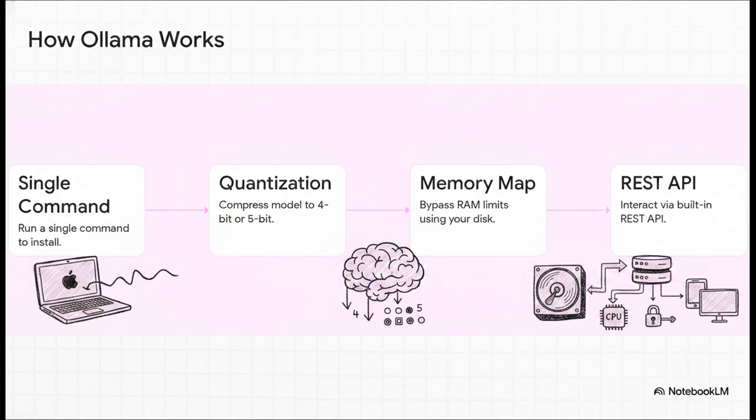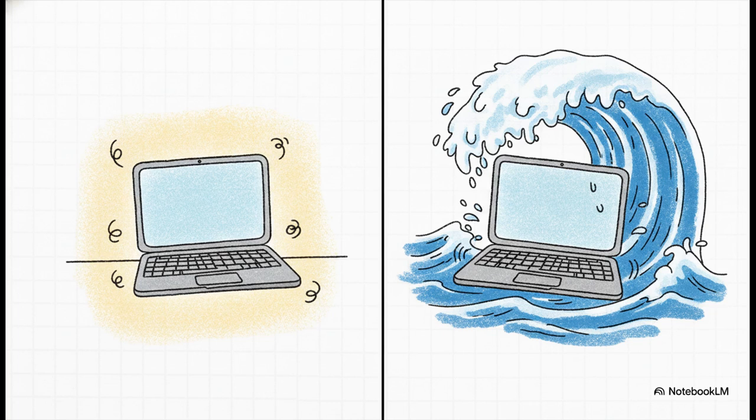Under the hood, it shrinks the model down to 4-bit or 5-bit precision. Then it uses memory mapping to stream the model directly from your disk, which completely bypasses your system's standard RAM limits. So suddenly, you've got this massive AI running locally, and you can interact with it right away through a built-in REST API. But, reality check here.